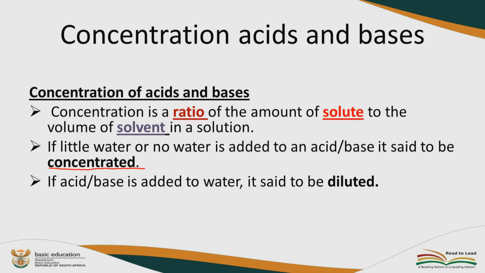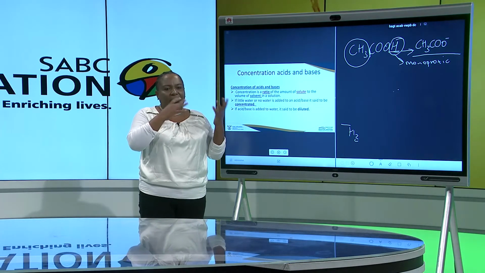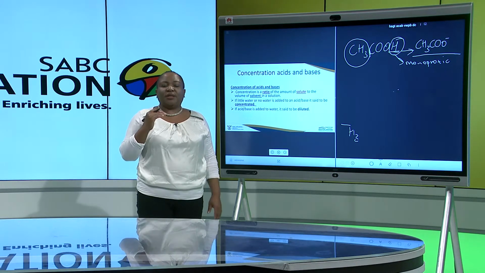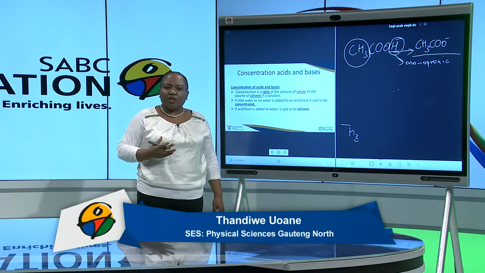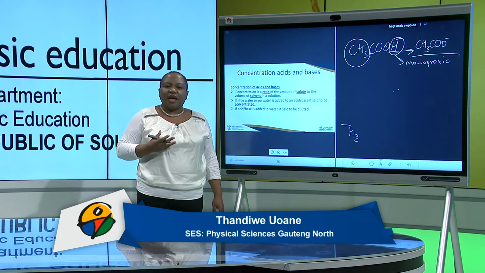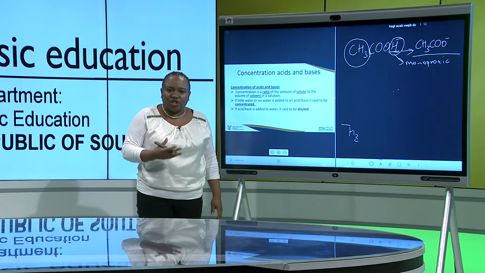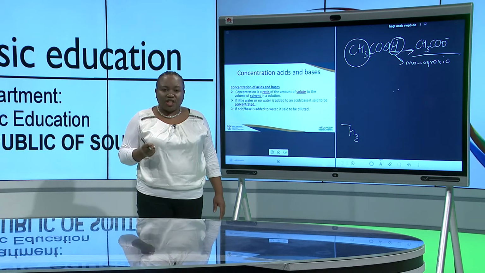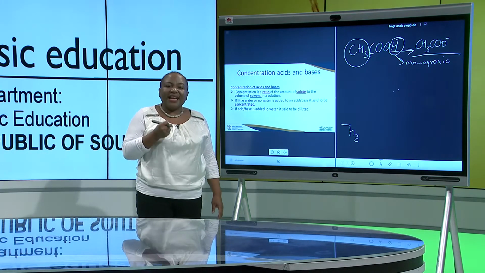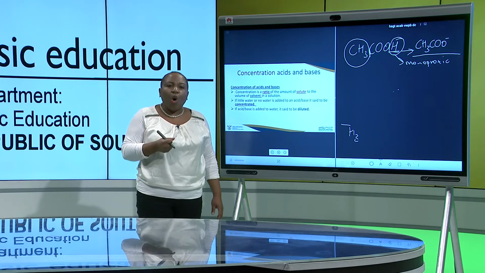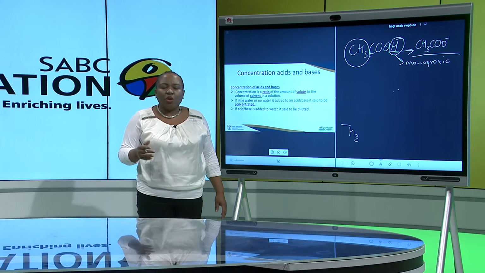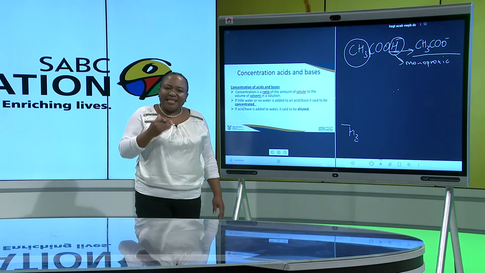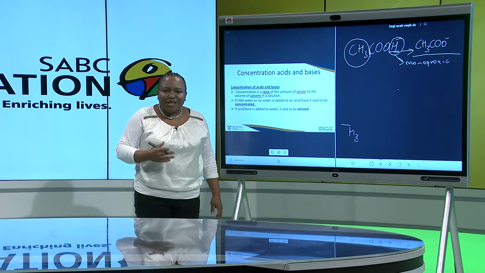Let me just take a little back view. When we were looking at strong acids and strong bases, there's sometimes this misconception of learners thinking that immediately when we say the acid is now concentrated, we mean it is now strong. There's a difference between strong and concentrated. Concentrated means that the acid, whether weak or strong, has little water or no water at all. However, strong means the acid ionizes completely or the base dissociates completely.